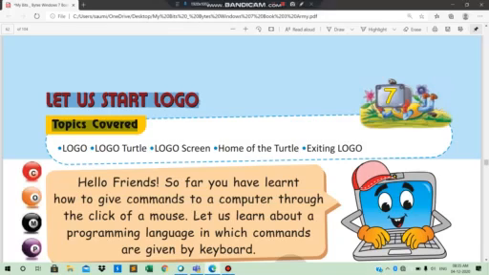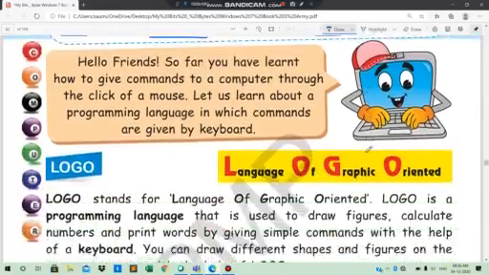ठीक है. So what are the things that we have to read in this chapter? The things that we have to read in this chapter are Logo, about the Logo turtle, and then Logo screen, home of the turtle, and exiting Logo. Logo से बाहर निकलना. These are the things that I have to discuss with you today.